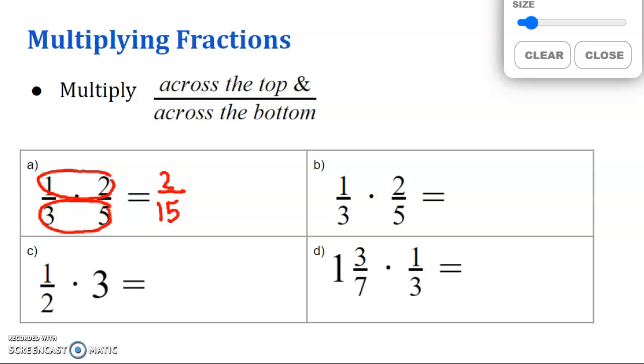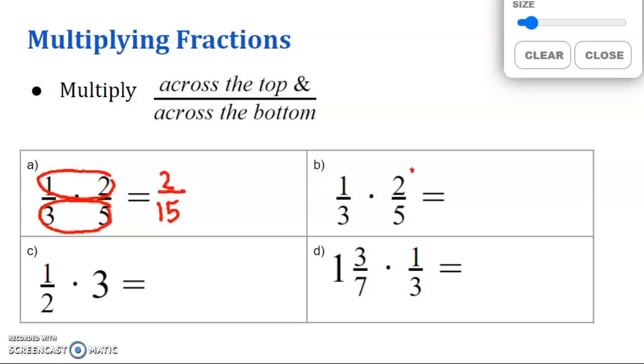Okay. Now when it comes to mixed fractions, remember we said that mixed fractions are helpful when you're giving final answers. However, when you're trying to do calculations, you need to convert the mixed fractions to improper fractions first. I hope you remember how to do that. And then you multiply top with top and bottom with bottom. So please pause the video and see if you can do the next 3 problems.